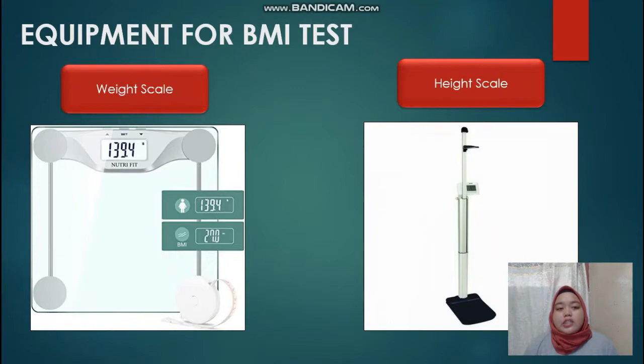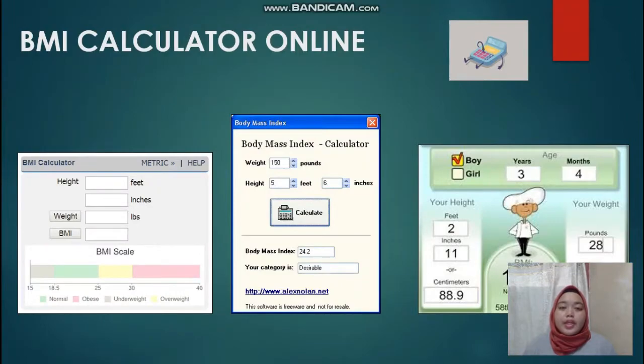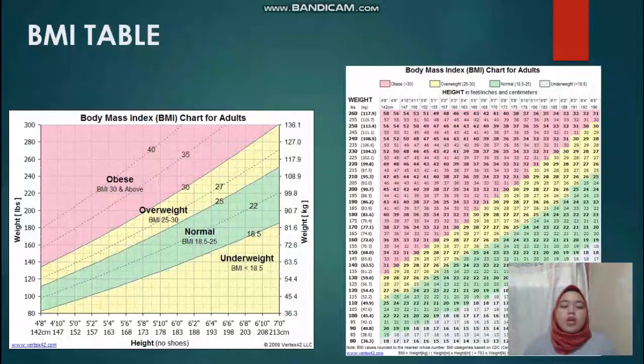There is equipment for the BMI test, which is, for sure, a weight scale and a height scale. We can also find a BMI calculator online. And the most important thing in the BMI test is the body mass index chart. There are four categories in the chart: underweight, normal, overweight, and obese. The categories show how healthy our body is and how much fat is in our body.